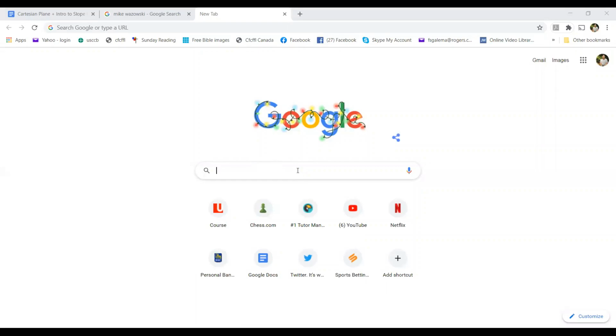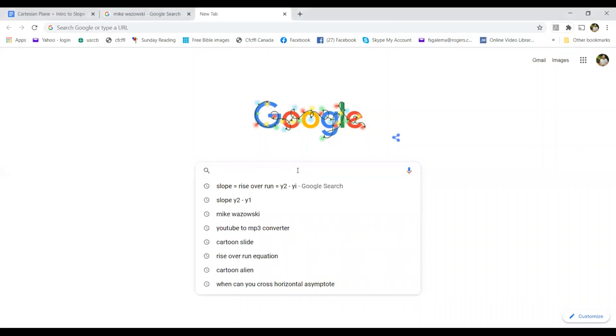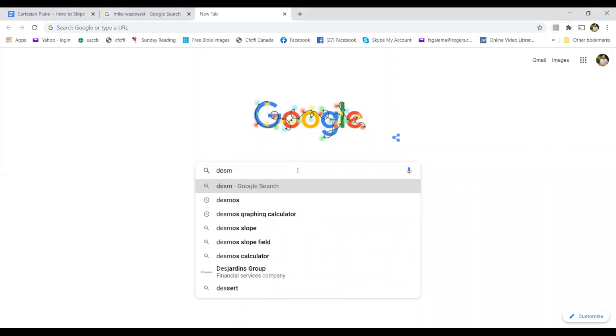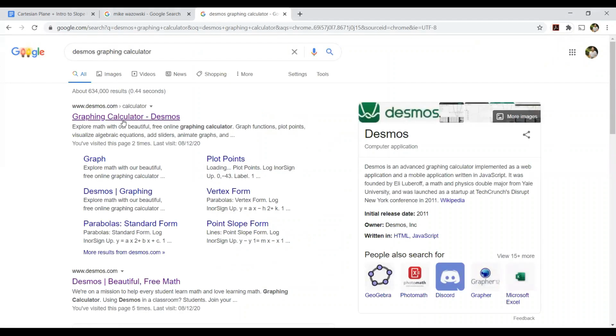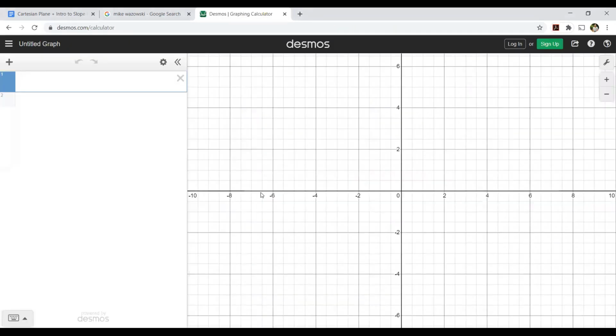To do this last example, let's head over to Desmos. Desmos is a free online graphing tool that makes it easier to graph points, lines, and equations. So what you're going to do is type Desmos graphing calculator on Google, and I want you to click the first link that pops up, and it should bring you to this page.